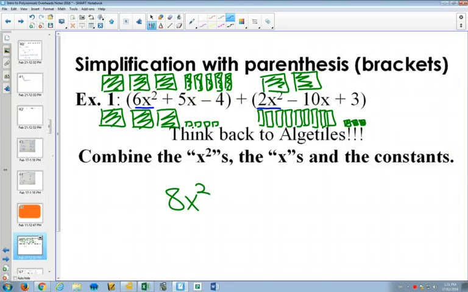How many x's are we going to have? The plus 5 and the minus 10. Every time you have a positive and a negative one, they're going to cancel each other out. What are we left with? I didn't quite draw enough, did I? 1, 2, 3, 4. I should have had one more long bar. We're left with negative 5x's.